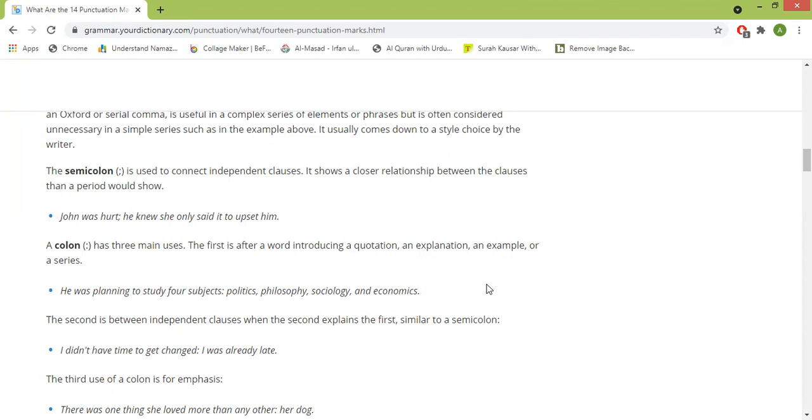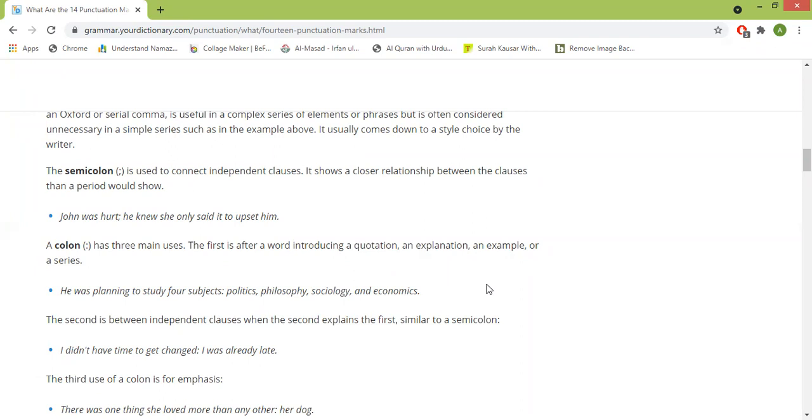The second is between independent clauses, when the second explains the first, similar to the semicolon. I didn't have time to get changed: I was already late. Again, a colon is also used within the independent clauses, when the second clause is defining the first clause, telling something about the first clause.